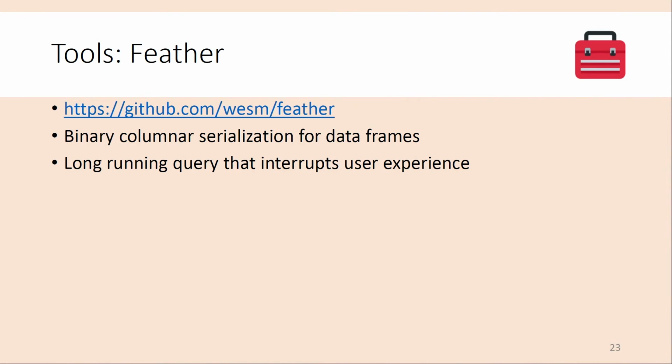Another great addition is Feather. It is essentially a way of persisting your data frame. It's a binary columnar serialized data frame. Essentially what that means is it's a highly optimized way of storing your data frame. If you have large data sets, it's the best way of persisting it to disk and reading it out, a lot faster than using most of the other supported frameworks.